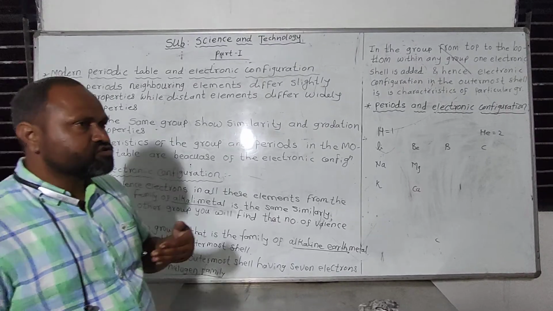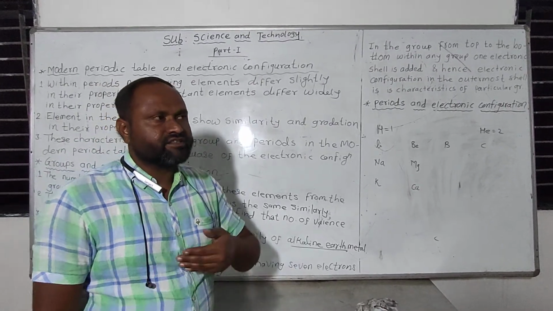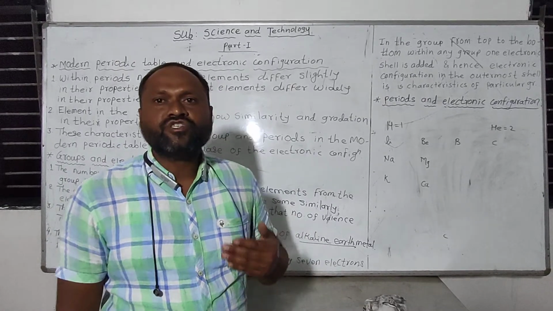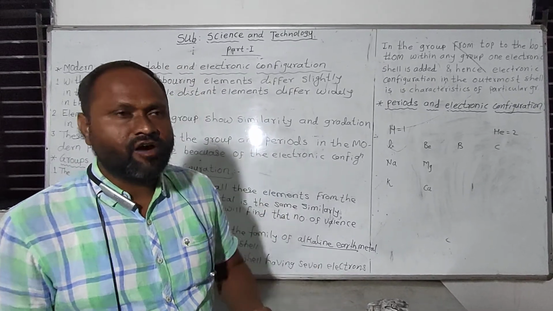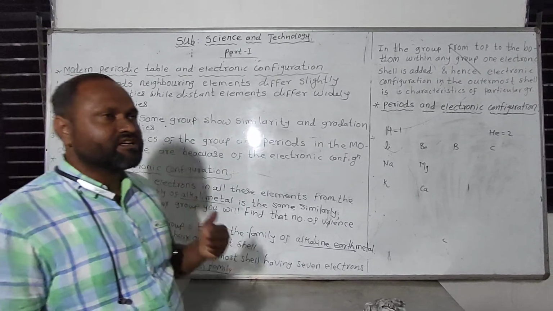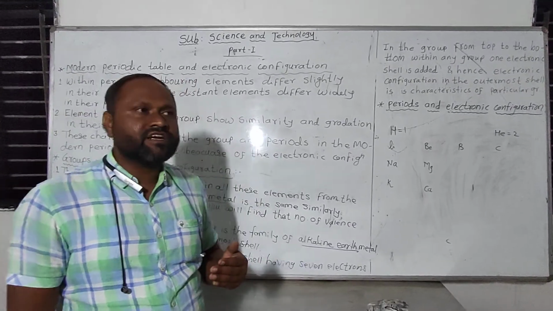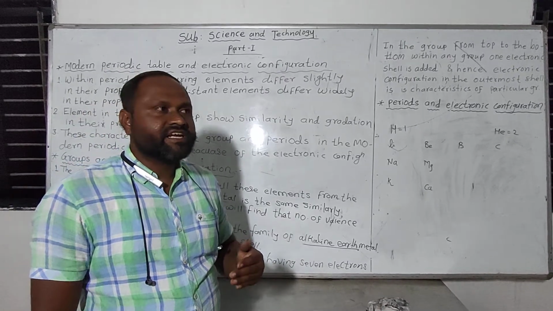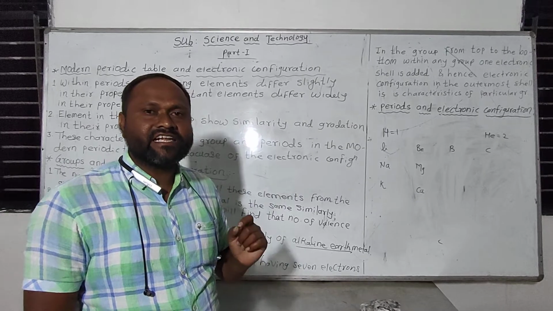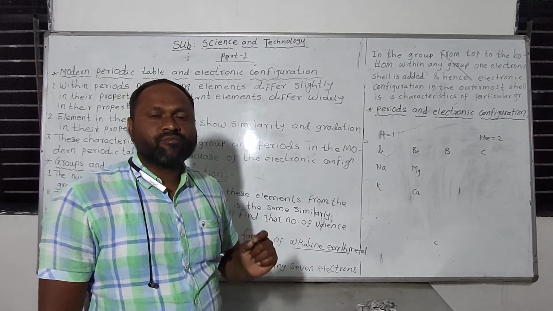Then we also studied in the last lecture the modern periodic law and the position of elements in the modern periodic table. How many elements are discovered? A total of 118 elements are discovered. In Henry Moseley's modern periodic table, the 118 elements are arranged in increasing order of their atomic number.